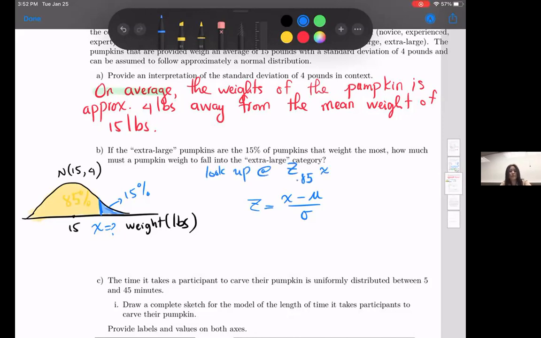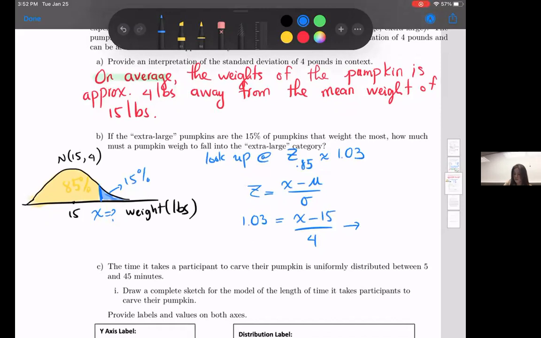What did you get? I'm going to be lazy, I don't want to look at it. 1.03. Okay, I'm going to double check. One point what? 03. 1.03, thank you. And then you plug it in, right? So 1.03 equals x minus 15 divided by 4, and then you solve for x. Don't forget your unit. I'm not going to solve for it. You can do the math yourself, it's not hard.